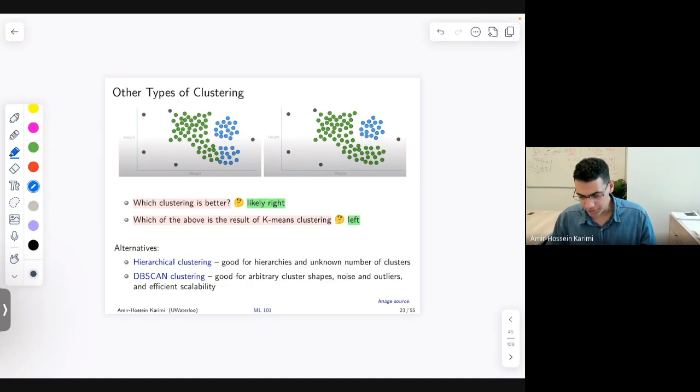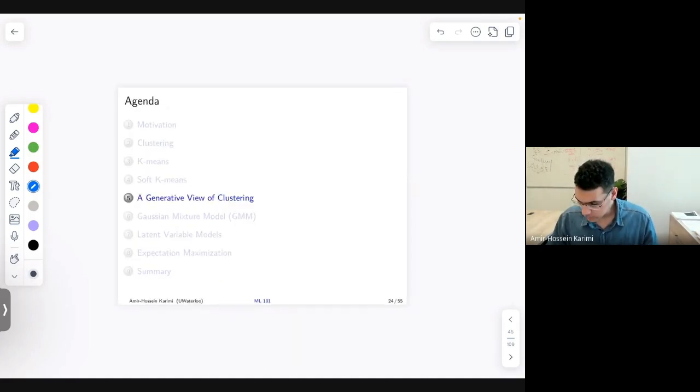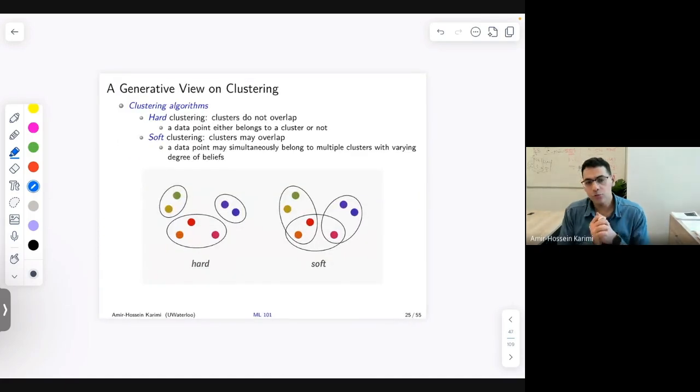Let's talk about a generative view of clustering. So far, we've talked about two versions of clustering algorithms: hard clustering, where clusters do not overlap and a data point either belongs to one cluster or not, and also soft clustering, where clusters may overlap and a data point may simultaneously belong to multiple clusters with varying degrees of belief.